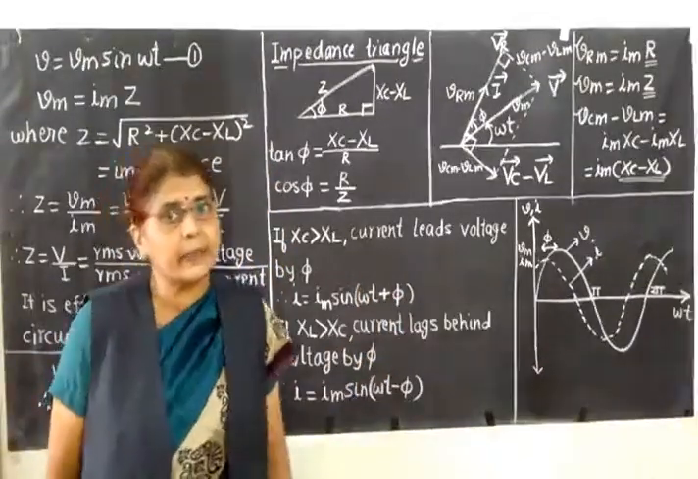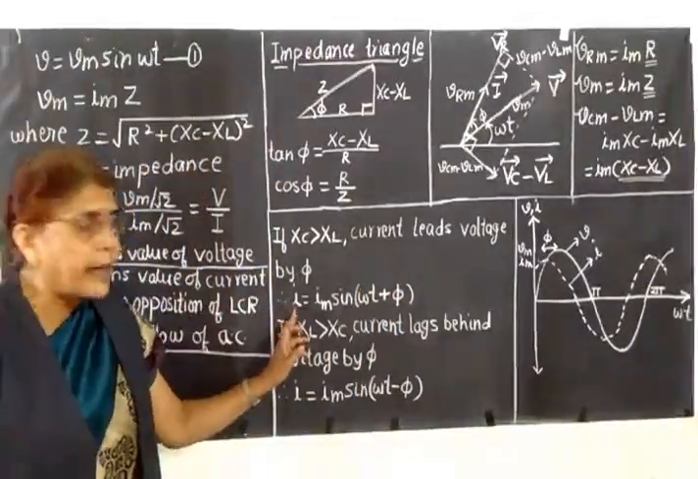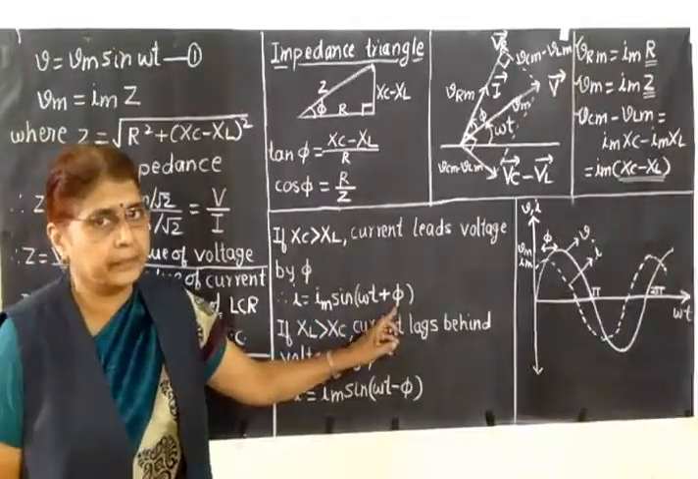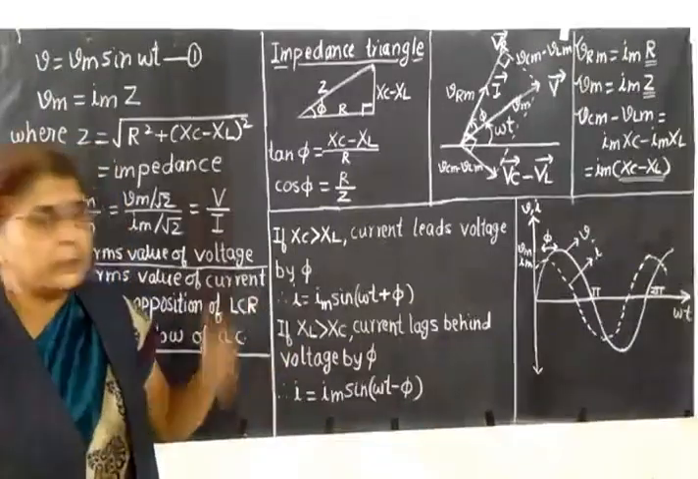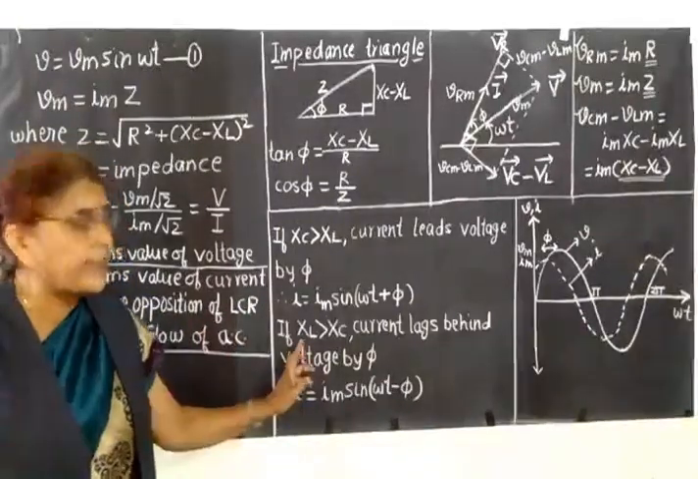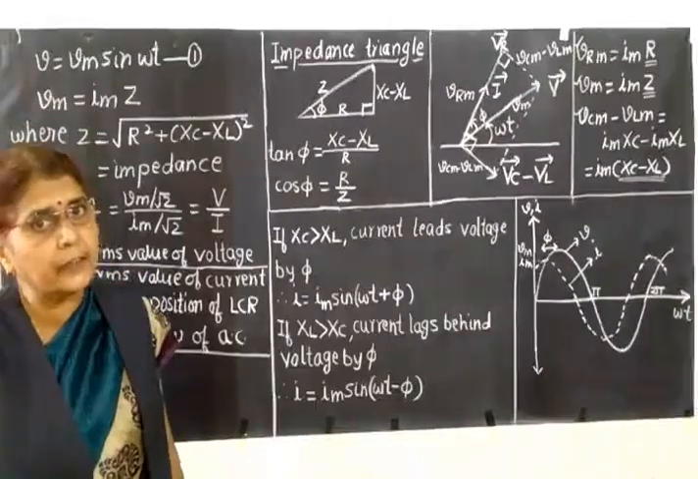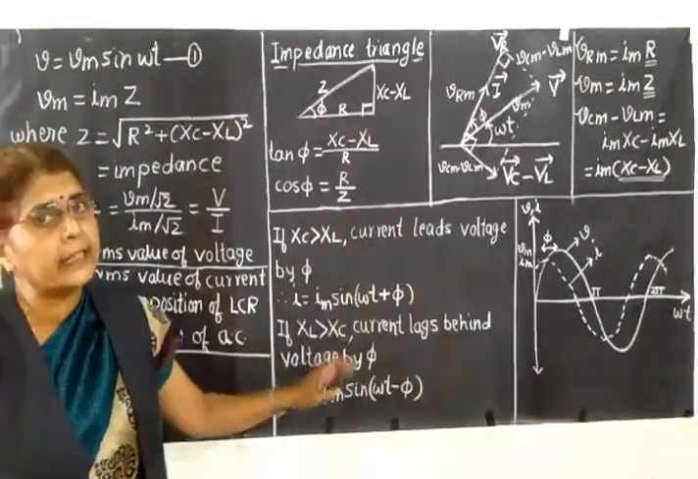So what will be the expression for current? I is equal to Im sin(omega t plus phi). Now the other possibility is also there. That is, XL can also be greater than XC. So what changes will be there in the phasor diagram when XL is greater than XC?